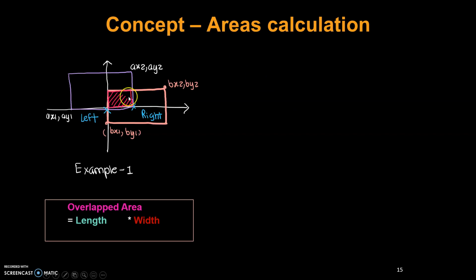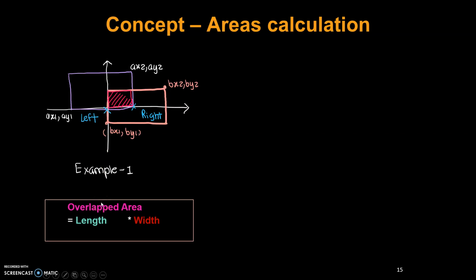For example 1, I have marked it in blue. We need to know the left side of this overlap area, and also the right side of this overlap area. What can we do with that? If we get that, then we know from the formula of the rectangle, length times width. From here, what we can get is right minus left, and that gives us the length.